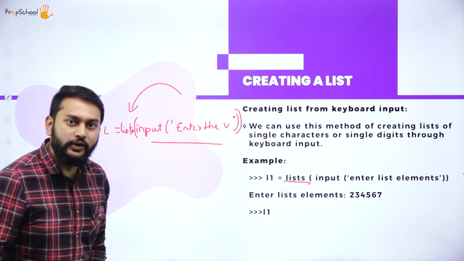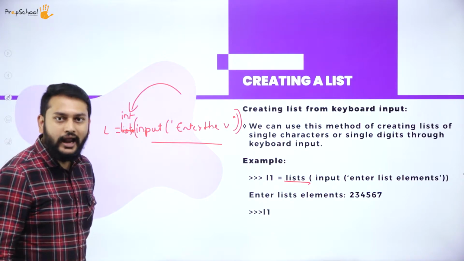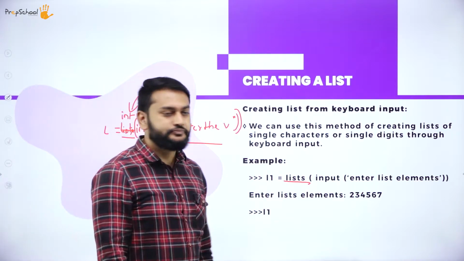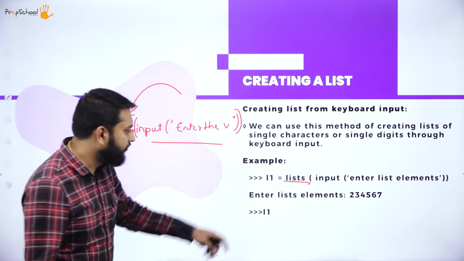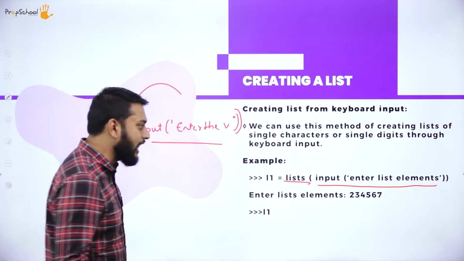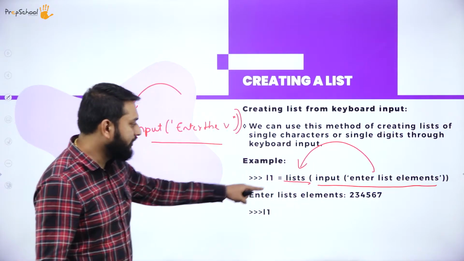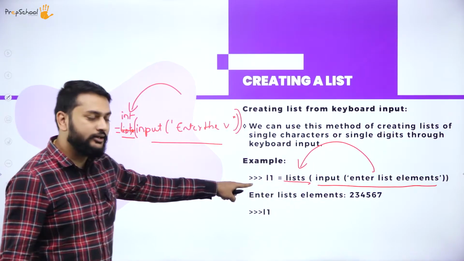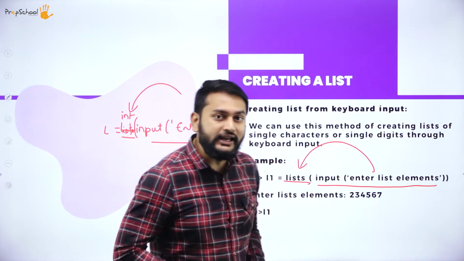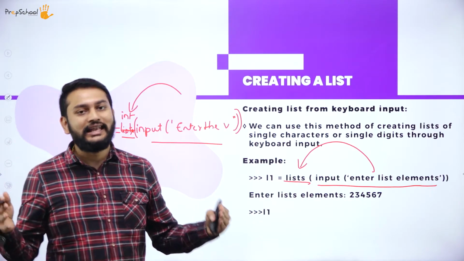If I want to convert it into an integer, instead of list I would have just written int, right? In the same way, I want a list, that's why I'm writing list. I'm reading the values with the help of the input function, then converting whatever is entered into a list and storing it in L1. This is how we read input from the user and store it in a list.